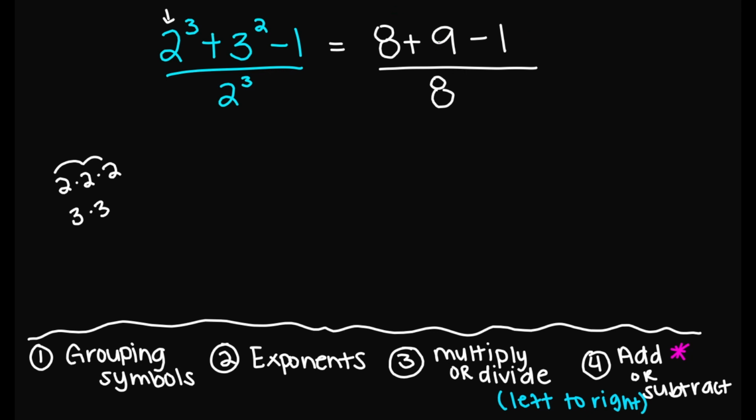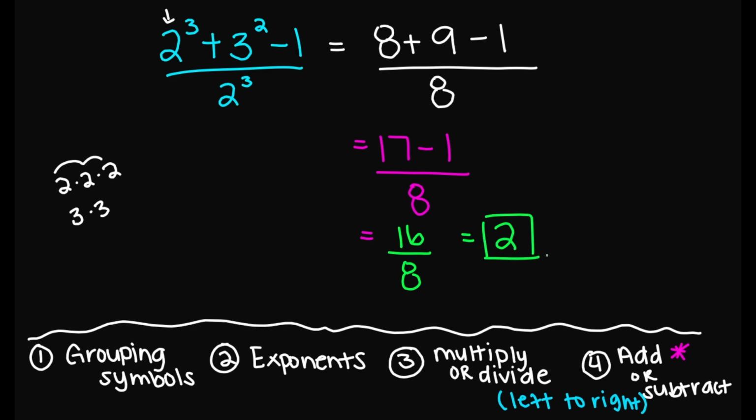So 8 plus 9, this is going to equal 17. 17 minus 1, and then we have over 8. So 17 minus 1 is going to equal 16 in my numerator, and then over 8. So now you have 16 divided by 8. This is going to equal 2. So your final answer here is 2.